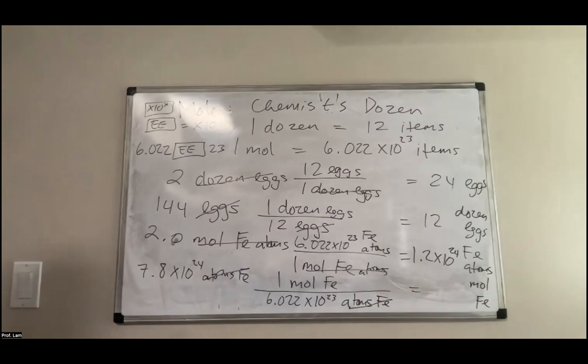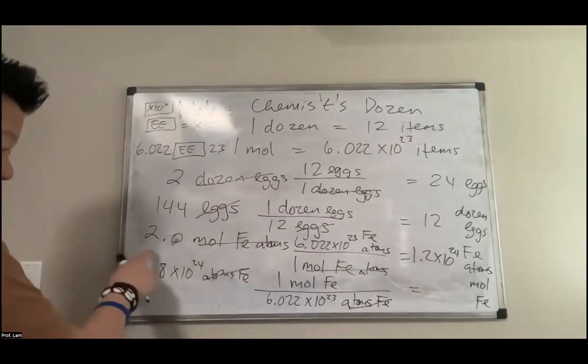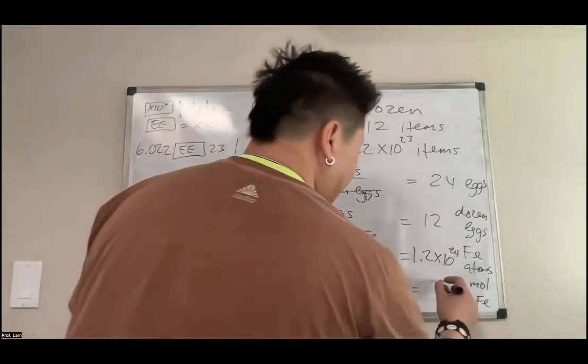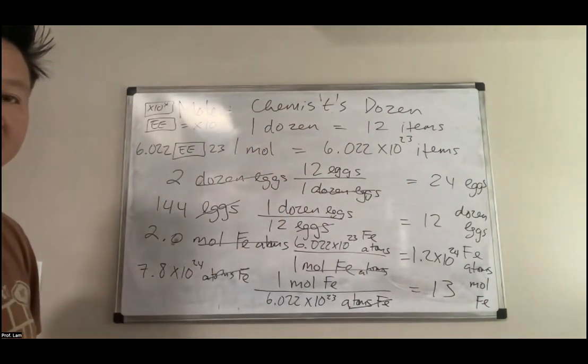And so let's do that calculation. 7.8 times 10 to the 24, divided by 6.022 times 10 to the 23, and you want two sig figs here, because of this number. So it's going to be 13 moles of iron. Okay, does that make sense?